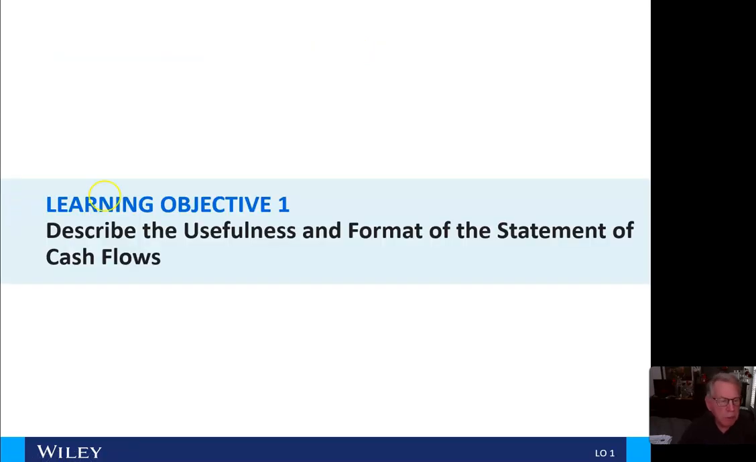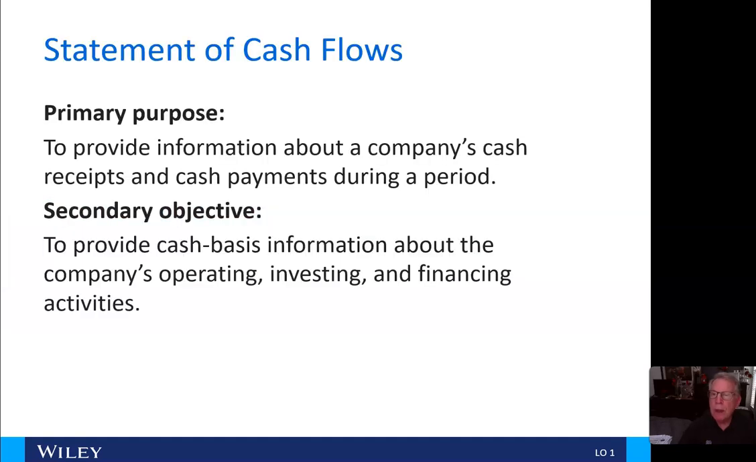Okay, let's get into the meat of the chapter. Let's describe the usefulness and format of the statement of cash flows. Its primary purpose here is to provide information about the company's cash receipts and cash payments during a period. The secondary objective is to provide cash basis information about the company's operating, investing, and financing activities.